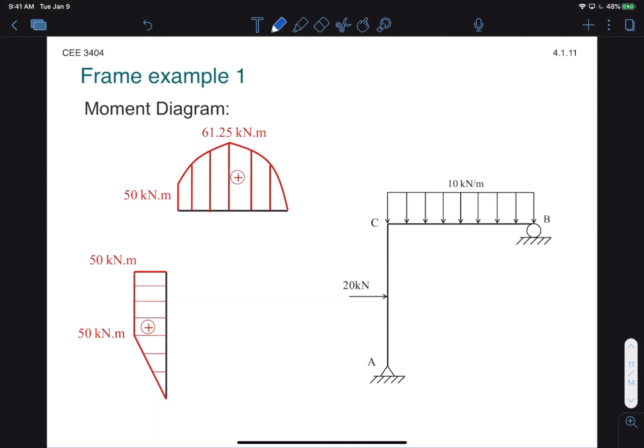Now let's look at some frame examples. This first example is taken from Module 3.2. I've already given you the moment diagrams here. We're just going to go ahead and note the curvature as well here.